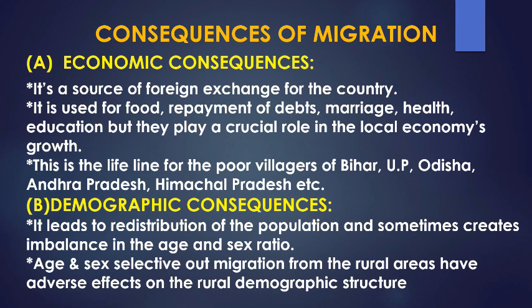Economic consequences. The source region is the major beneficiary of the remittance sent by migrants. Remittances from international migrants are one of the important sources of foreign exchange for states like Punjab, Kerala, and Tamil Nadu. Though the remittances sent by internal migrants are very meager, they play an important role in the growth of economy of the source area.